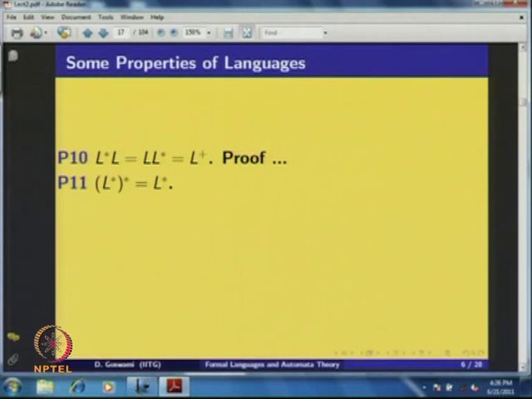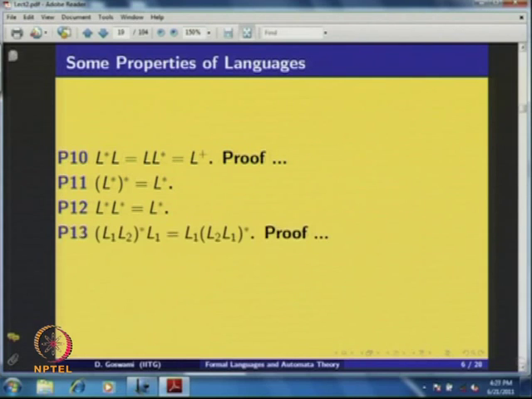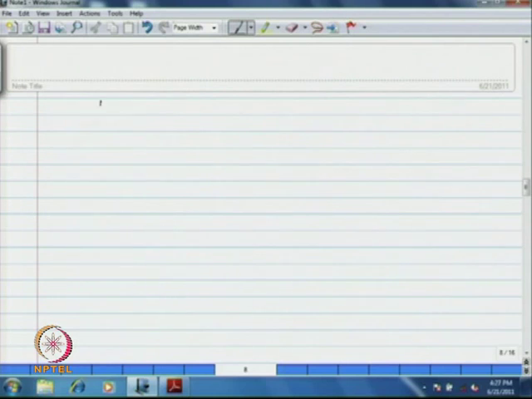Now, let us see L star whole star equal to L star. We can use similar concepts to prove this property and some other similar properties. For example, (L1 L2) star concatenation with L1 is equal to L1 concatenation with (L2 L1) star. Let us give a proof for this property. We want to prove that (L1 L2) whole star L1 equals L1 (L2 L1) whole star.